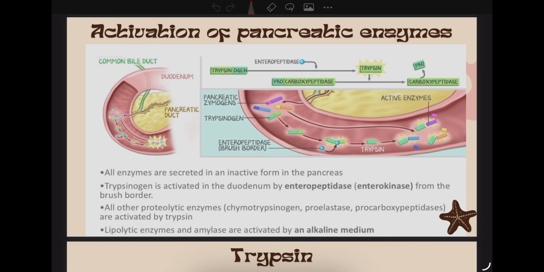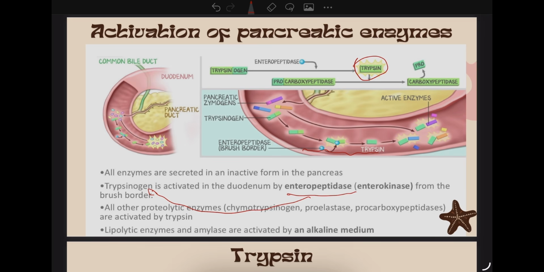Now, we have our main activator. How are they activated? Okay, so they are now inactive. How do you activate them? The main activator is something called trypsinogen. It's an enzyme that's released from the pancreas in its inactive form, which is trypsinogen. This trypsinogen is then activated in the duodenum by enteropeptidase, which is an enzyme of the brush border. Like the intestines themselves, they have enteropeptidase on it. So now enteropeptidase will activate trypsinogen and give us trypsin. Trypsin then proceeds to activate all other proteolytic enzymes. Easy. So this was for proteolytic enzymes.